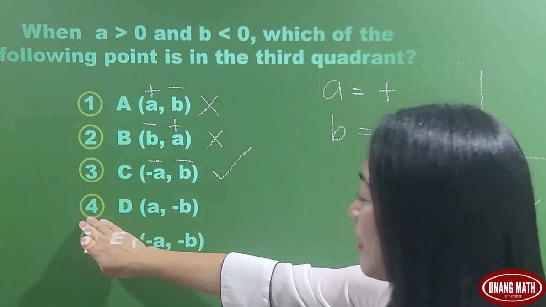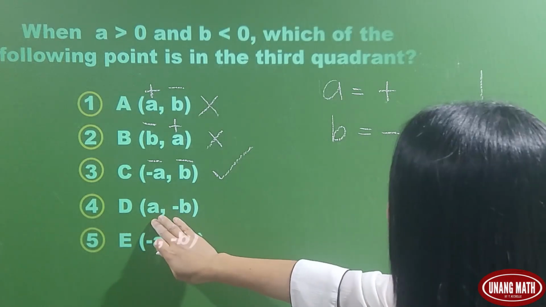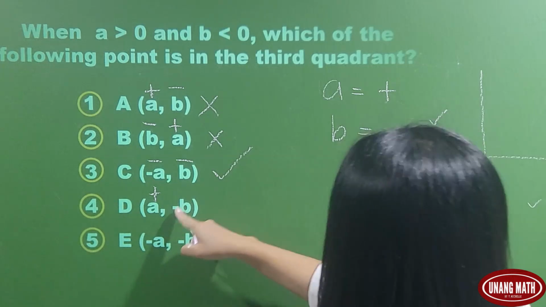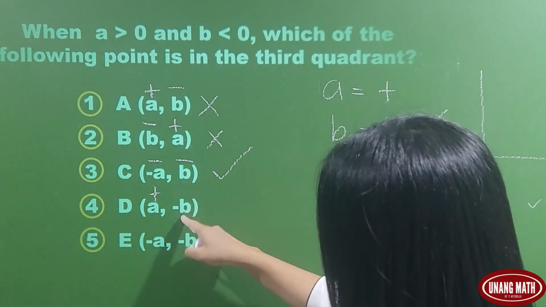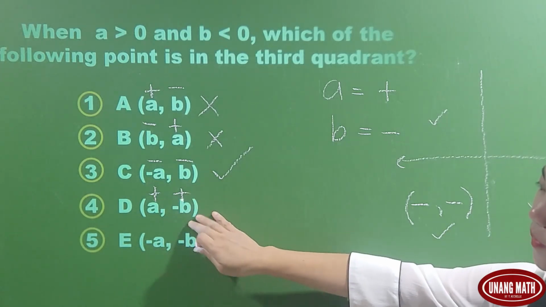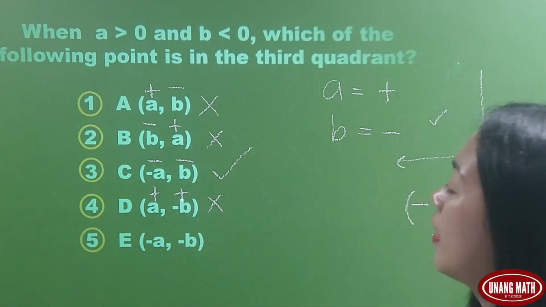So this option number 3 is correct. Okay, what about option number 4? Let's also check option number 4. A is positive, and this is negative B. Negative times negative is positive. So a positive x-coordinate and a positive y-coordinate is in the first quadrant. So this is not correct.